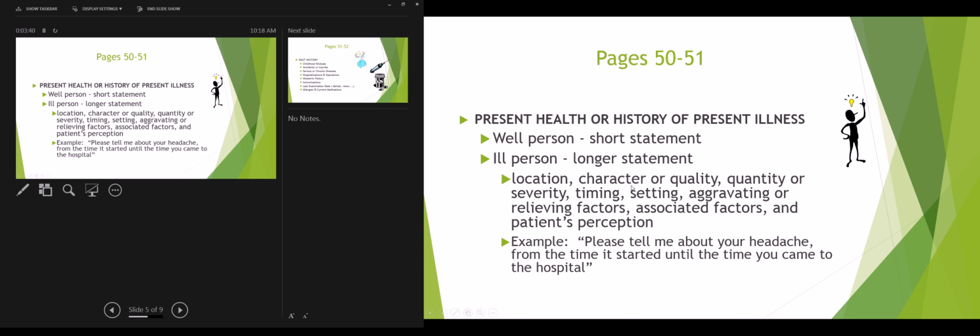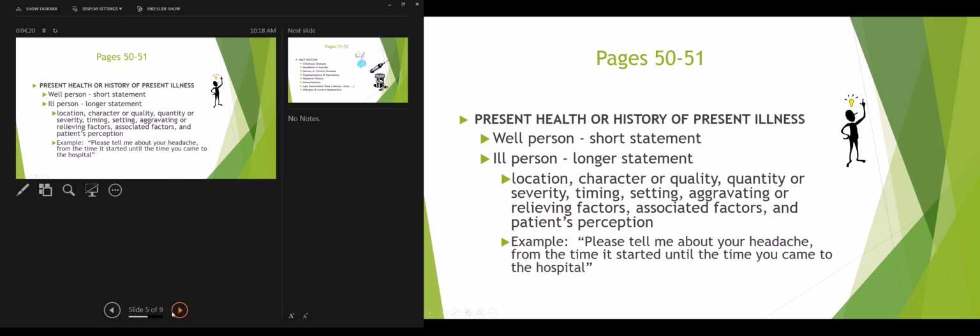If it's an ill person, then you're going to have to include location, character or quality, quantity or severity, timing, setting, aggravating and relieving factors, associated factors, and the patient's perception. So if they came in, let's say, with the worst headache of their life the last 3 hours, you would say, please tell me about your headache from the time it started until the time you came to the hospital. And you would want to know about all those factors we just talked about: location, character, setting, aggravating, relieving factors.